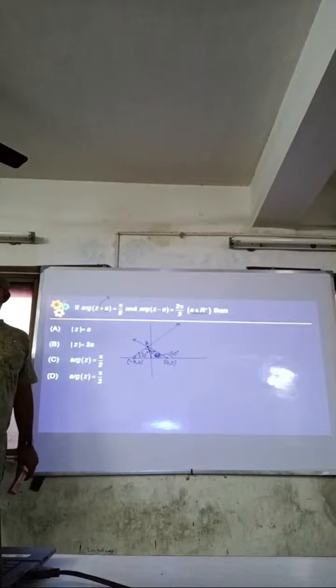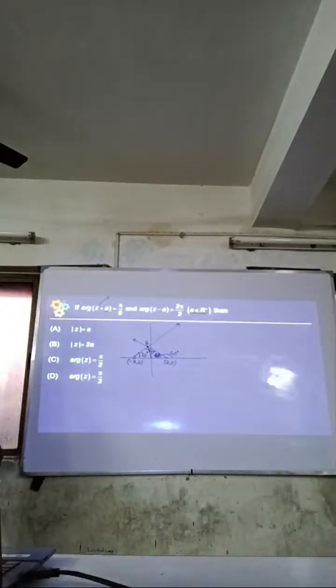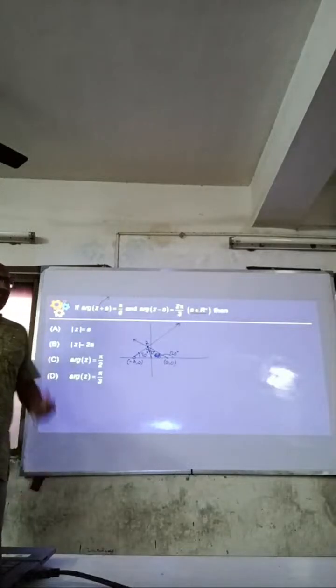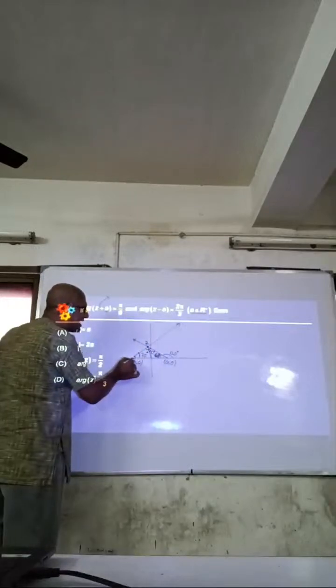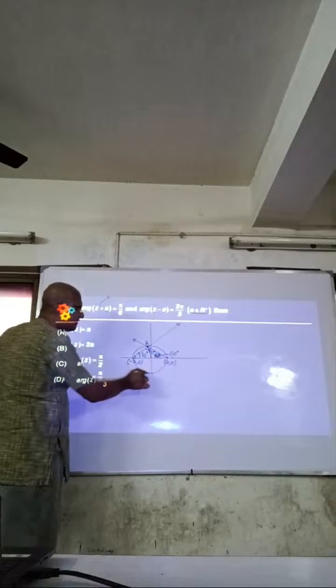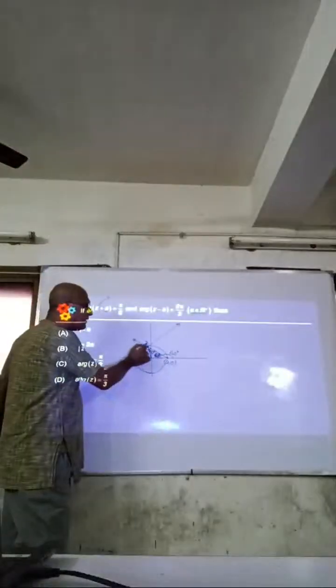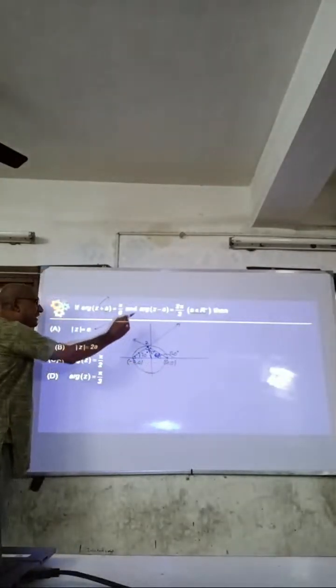ক্লাস 9 এ করেছিস। Angle in a semicircle is always a right angle. Angle in a semicircle is always a right angle. Since this is 90 degree, so আমি যদি এইটাকে diameter ধরে সার্কেল ড্র করি, it will become a circle. And if it is a circle, then this is nothing but the radius. And radius here is nothing but A. Therefore, option A is correct.